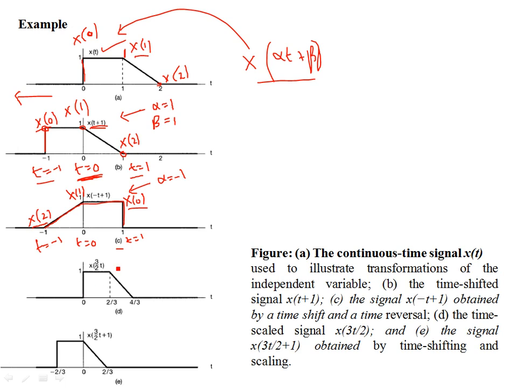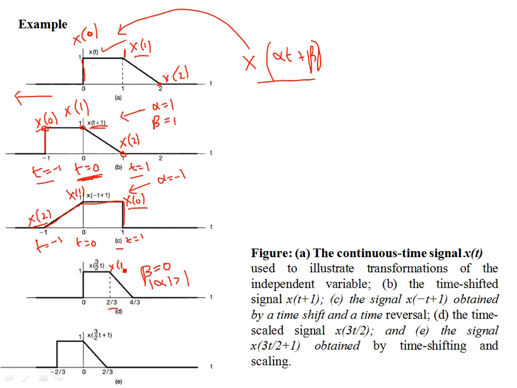Now, for example, this is a simple case where beta is 0. Alpha is greater than 1, which means time compression. You see the magnitude of alpha is greater than 1, so this simply refers to the time compression, and this time compression occurs at the rate of 1.5. So this is 3 by 2. That means if you substitute t at 2 by 3, then this becomes x of 1.